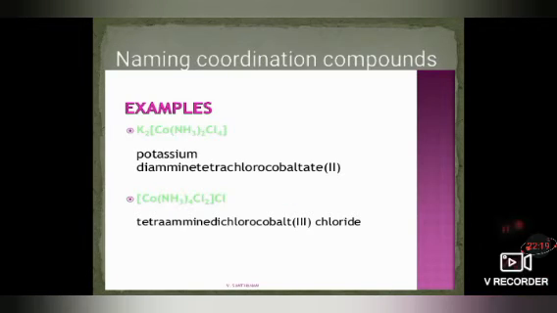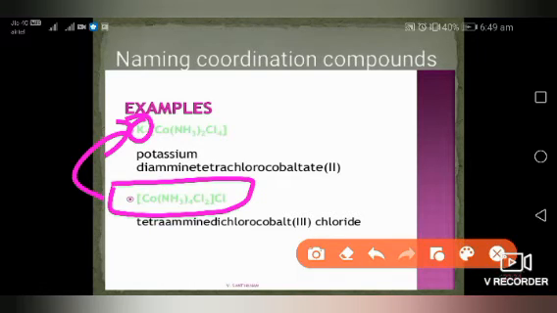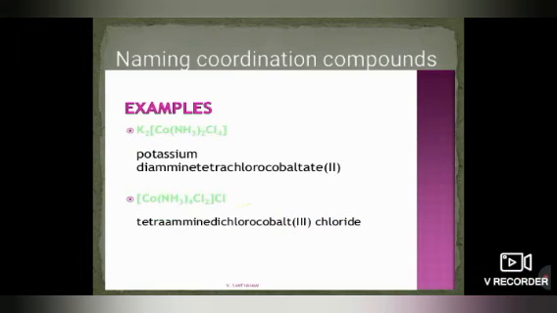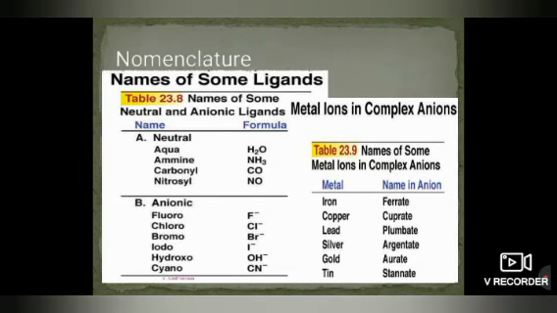Next is this. Again there is no counter cation, so we will write simply tetraamine dichlorocobalt, then this is the oxidation number, and chloride. Okay, like this way dear students, I am sending you some questions. You need to write the names of these examples. Okay, so hope you understood what we did today.